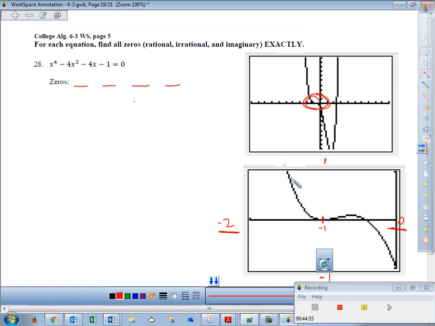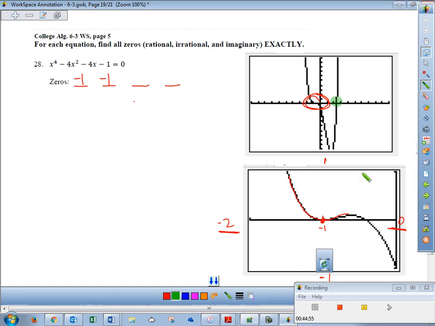Cool. See this nice little point of tangency right there where it starts to come up and come back down, meaning -1 has multiplicity. So -1 was a root. Will it be another root? Yes or no? And then you already know about these other two. You checked that one. It was irrational. Here's its irrational conjugate right there.